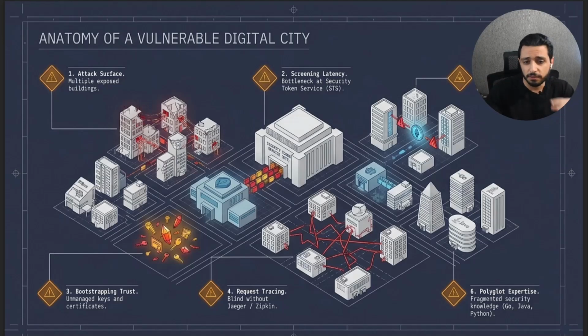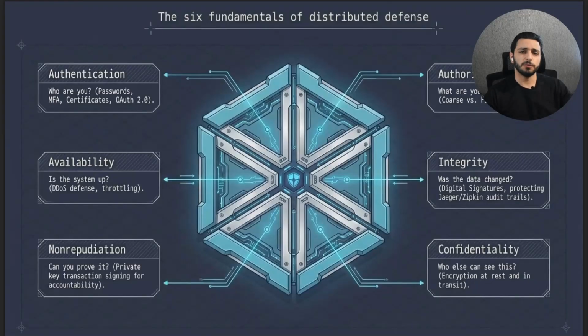Because microservices allow different teams to use different languages like Go, Java, or Python, you can't rely on one central security team. Every development team needs their own security expertise to understand the specific vulnerabilities of their own tech stack. So it's a lot to manage, but these challenges aren't impossible to solve. In order to solve them, we have to go back to the fundamentals of security and apply them to this new distributed system. Before we get into the tools, we need to talk about security fundamentals.